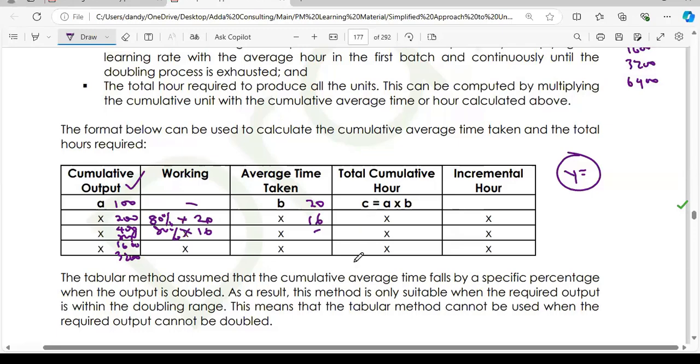So now, if I've calculated the average time taken to produce each output, for me to get the total cumulative hour, I need to multiply it by the cumulative output. That's what I said, A multiplied by B to get all these figures. It is also possible that the examiner may want you to determine the incremental hour. To get the incremental hour, all you need to do is pick the values. Between this and this, what is the increment? The increment is just this minus this. Whatever it is, you put it there.